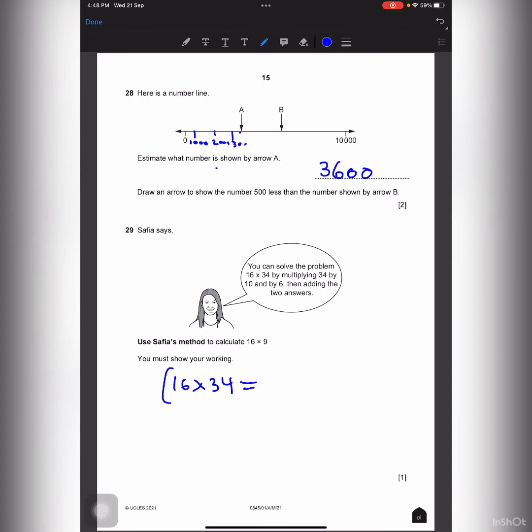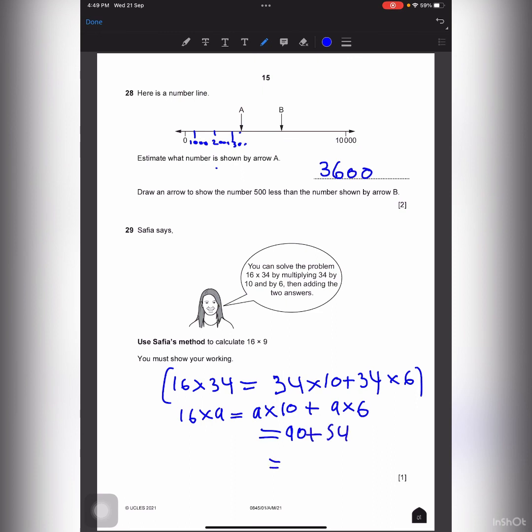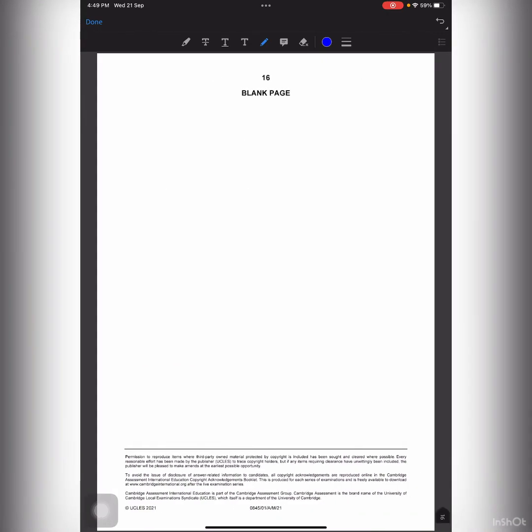So we're going to do 34 times 10. We're going to make this like an equation plus 34 times 6. Let's add this in a bracket, close the bracket. And then we're going to do 16 times 9 as she says. And then we're going to do 9 times 10 plus 9 times 6. And then we're going to do 90 plus 54. And this will equal 144. So pretty much that's going to be the end.